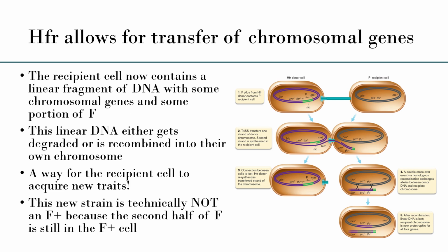So this is just a little bit more detail about this. Because this extra piece is linear, it most likely gets destroyed afterwards unless it has a recombination event. And the new strain is technically not going to be F positive, because the second half of the F plus plasmid is still in the original cell, the donor cell, the HFR. And unless the entire chromosome and the entire plasmid get moved over, the recipient will not become an F plus.